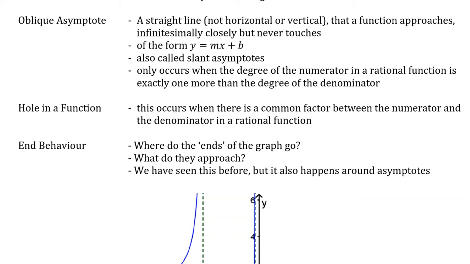So end behavior, as we already know because we've done this, is where do the ends of the graph go? They're either like polynomials, going off into the corners, into the quadrants, or the ends of the graph as they approach asymptotes or that kind of thing. Okay? What do they approach? So what value do they approach? From what direction? That kind of thing. Okay?